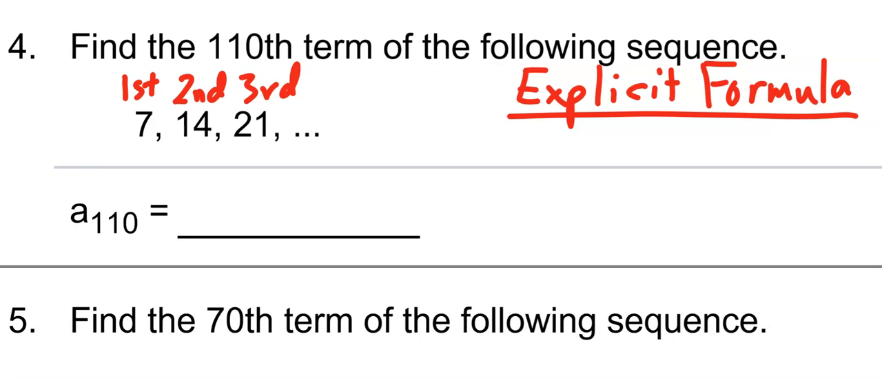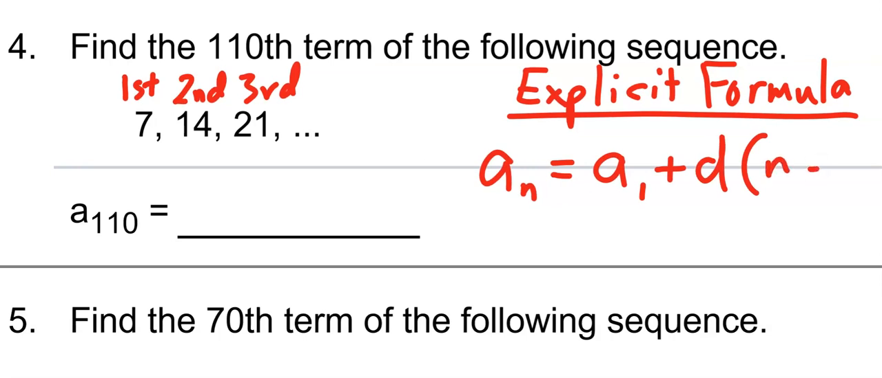The reason we call it explicit is because I can go to the 500th term by plugging in 500. I don't have to sit there with my calculator, plus 7, plus 7, plus 7. Nobody wants to do that. We want to go straight to a particular term of the sequence. So an explicit formula looks like this: a sub n equals a sub 1 plus d times n minus 1. And I will walk you through all the parts here.